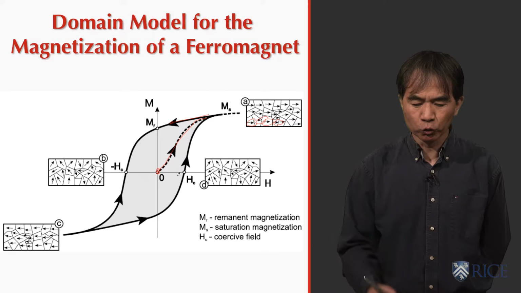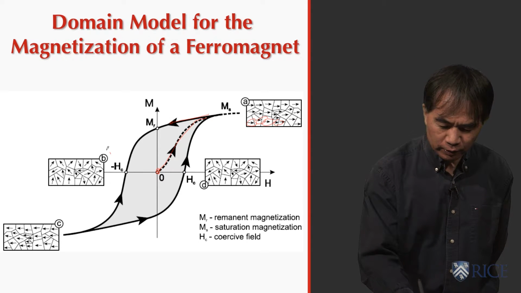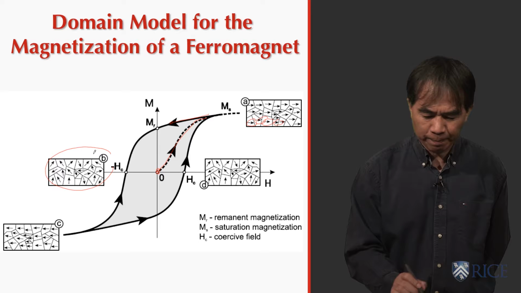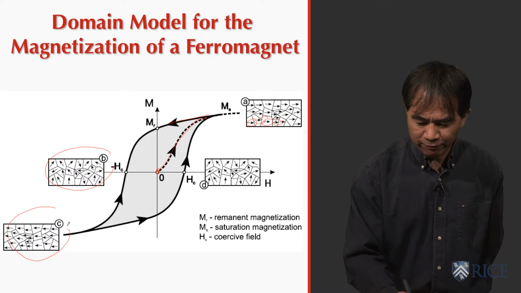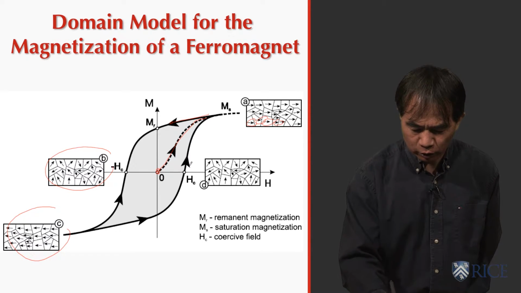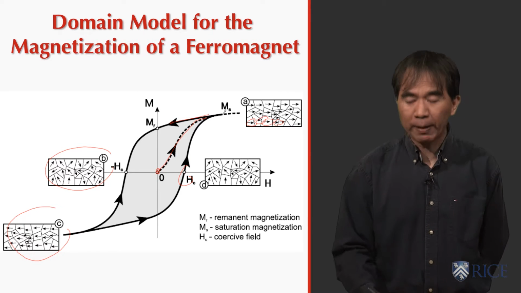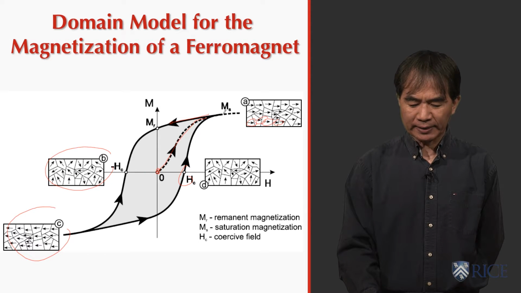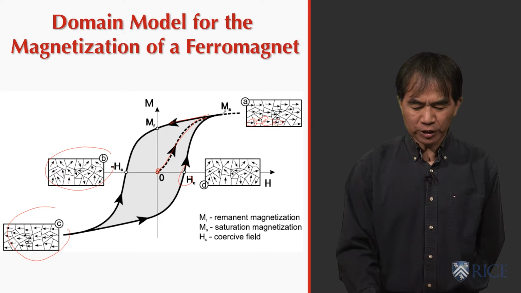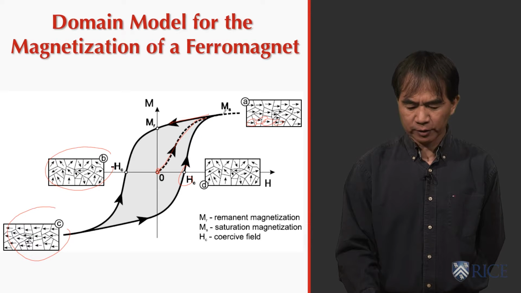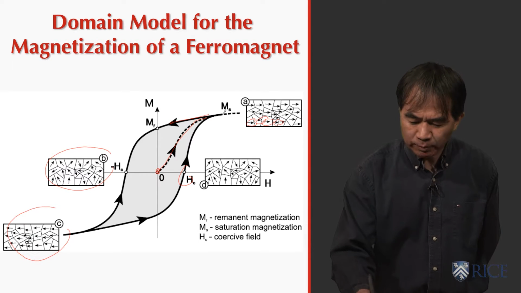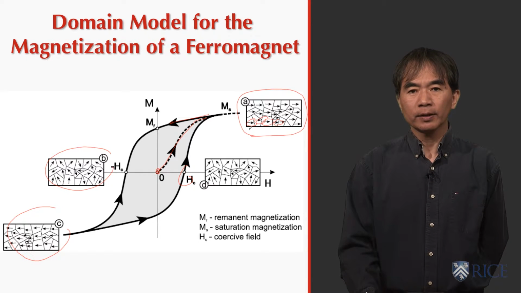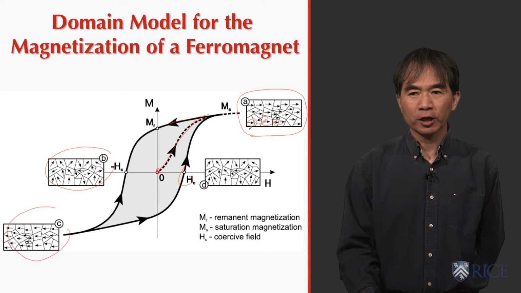this so-called hysteresis loop, in which you will see the size of the domain change from A to B, and then from B to C, and then from C to D, and then finally from D back to A. So this MR is what we call remnant magnetization. MS is what we call the saturation magnetization, and then HC is what we call the coercive field.